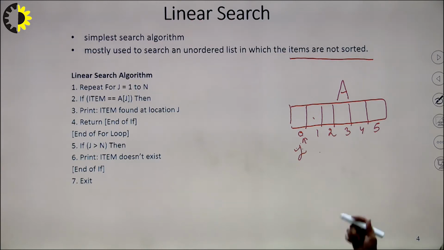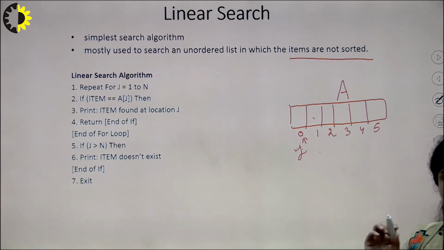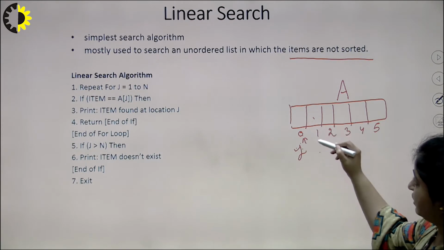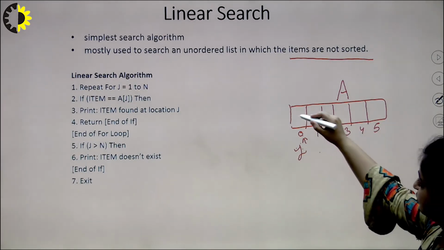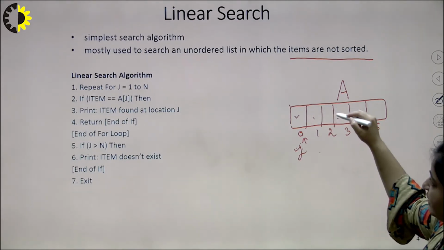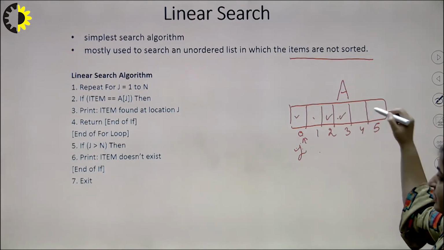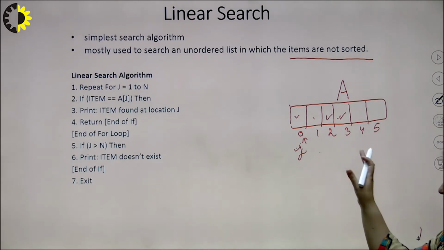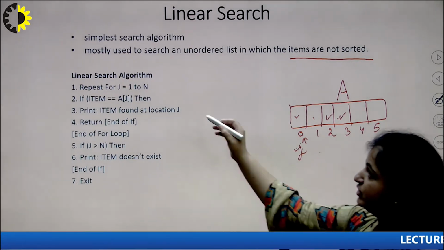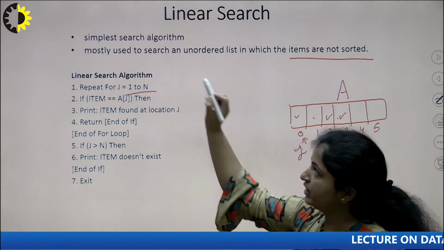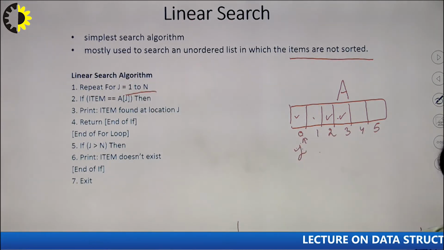This j is keeping track of the index positions of this array A. Fine. So now I have to check every positional value in this array one by one, this positional value first, then this, then this, and so on. In order to check this, I need a loop. So I will start with this loop. This loop is going from j equal to 1 to n.